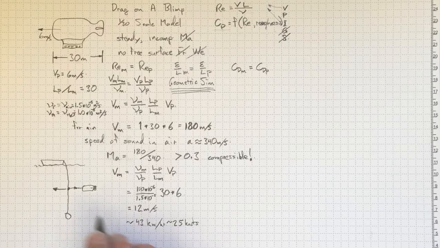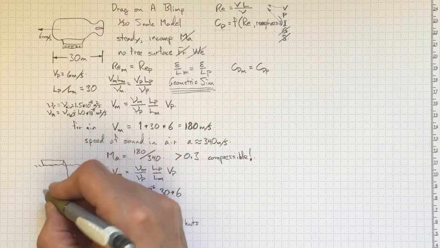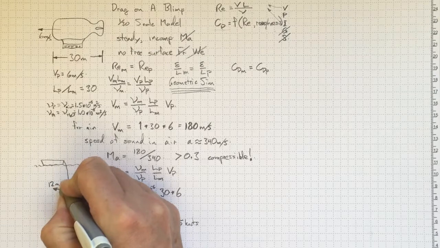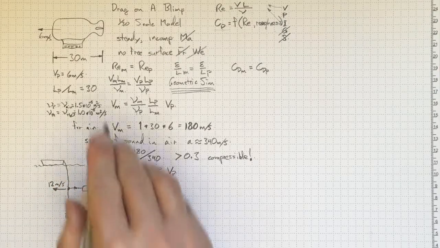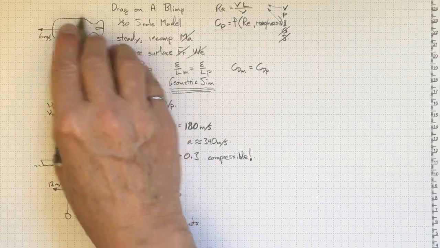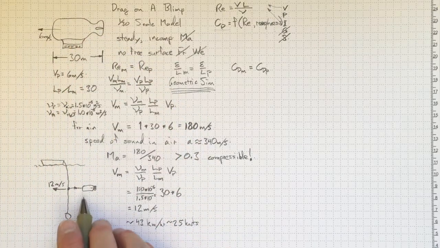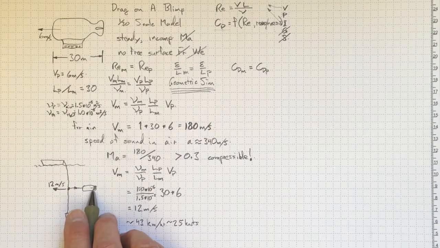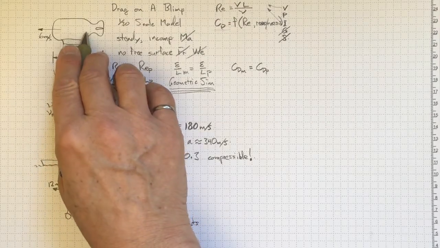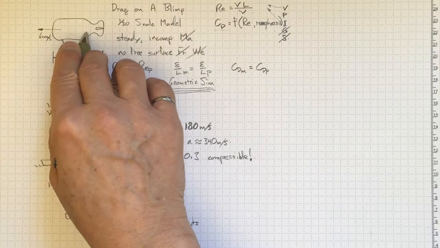So now I've got a test condition. I can set this velocity to 12 meters per second, and I should see drag behavior that's exactly the same as I'll see on the prototype at this much larger scale. So if I can measure that drag force in there, I'll know something about the drag coefficient. And the drag coefficient on this test should be the same as the drag coefficient in the full-scale operation of the prototype.